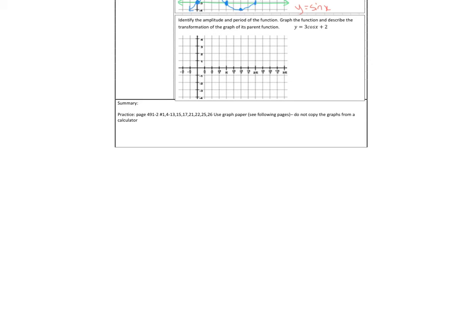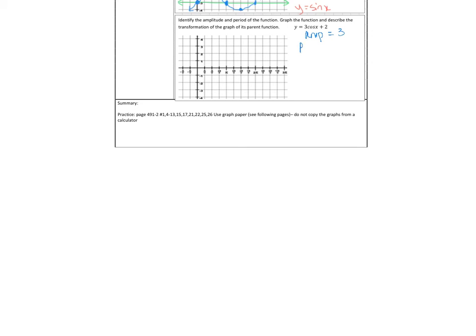Okay, now we've got y equals 3 times the cosine of x plus 2. So it'll be a little extra fun on this one. We're going to start by finding our amplitude, and this time it's 3 because of the 3 multiplied in front of the cosine. So that's going to be half the distance between the highest and the lowest point.